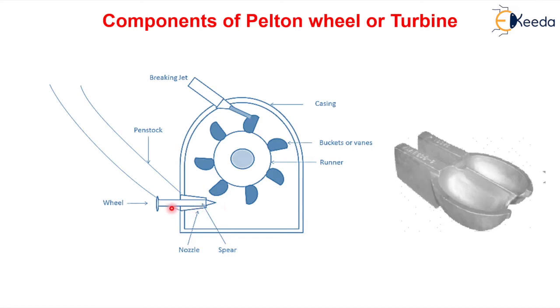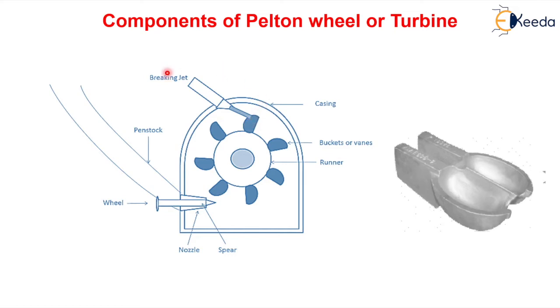Suppose suddenly we have to close the nozzle. Now we have closed the nozzle and this spear will move forward, but due to inertia, this runner will continue rotating. So we have to stop this runner in a shorter time. That's why we have provided the braking jet in opposite direction. It will provide the jet of water in the opposite direction. Because of that, this runner will stop in a shorter time.